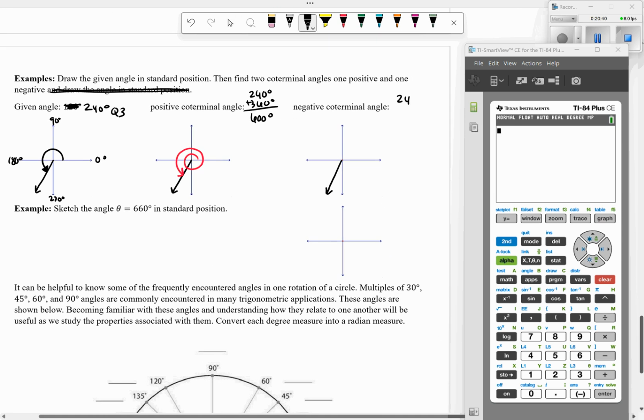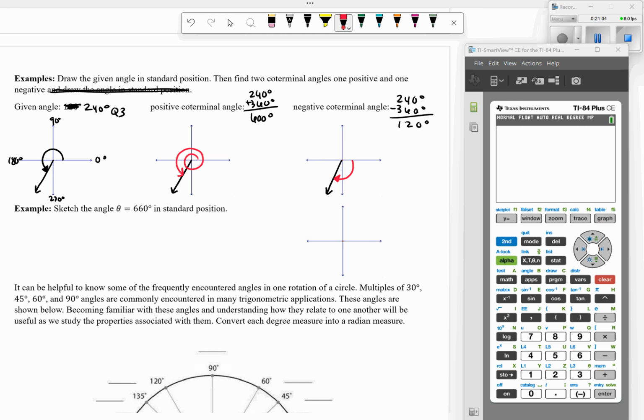So 240 degrees minus 360 degrees gives us 120 degrees. So we're going to start at the x-axis and go in the clockwise direction. So that would be 120 degrees. And again, there are infinitely many times we can go around our circle, 360 degrees, in positive and negative directions. So there are many other answers.